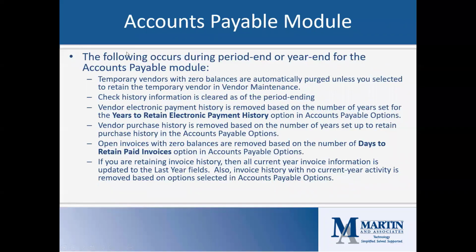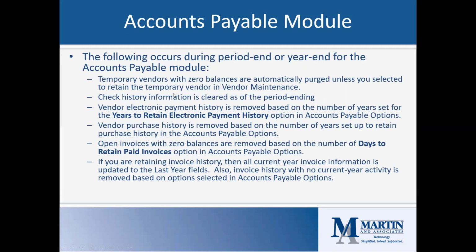Accounts payable. Okay. The following occurs during period end and year end for accounts payable. So in AP, just like we talked about GL accounts, you have the ability to flag vendors as active, inactive, or deleted. You can flag vendors as temporary vendors. That means you set them up, you're going to do some invoices for them, you're going to pay those invoices, but you don't want to keep those vendors out there long term. Once you've paid those invoices, you want to get rid of that vendor. So if you flag a vendor as a temporary vendor and that vendor has a 0 balance, then that vendor is automatically purged out when you do your period end and year end processing.